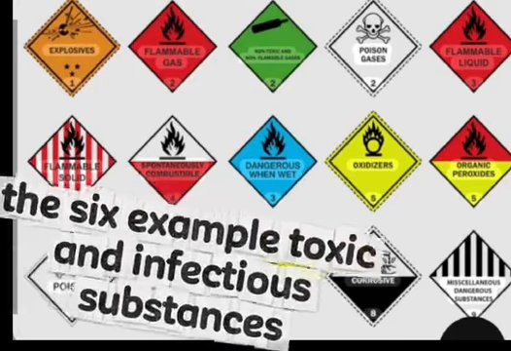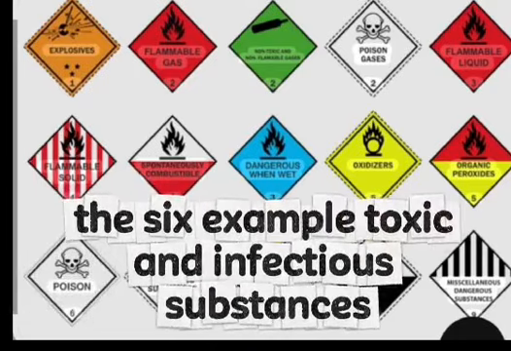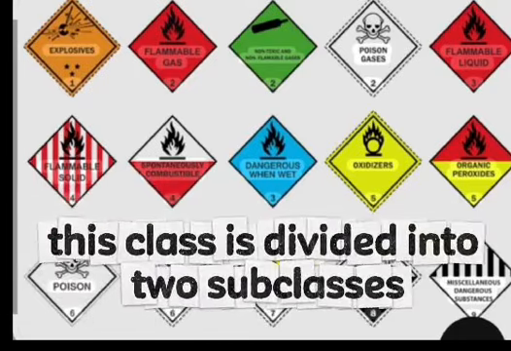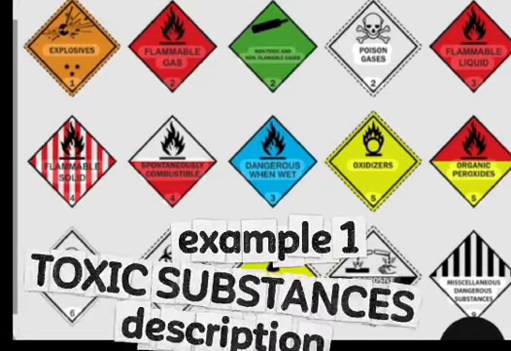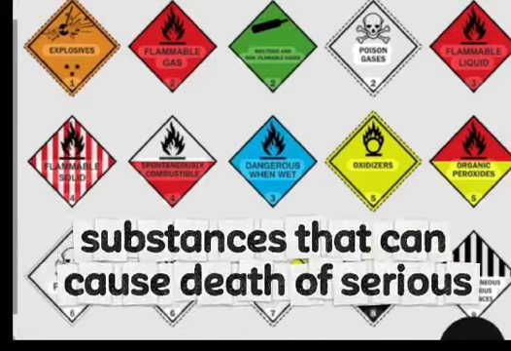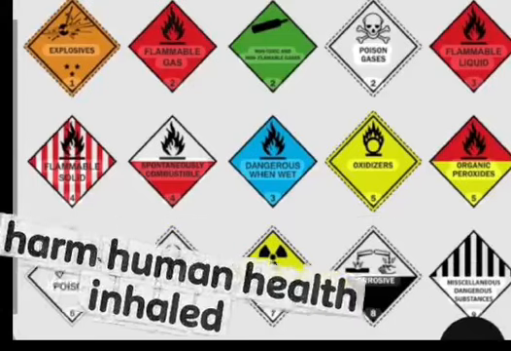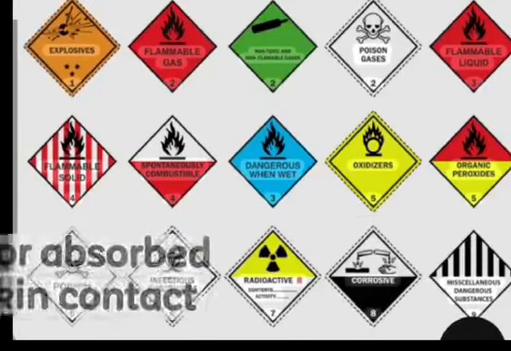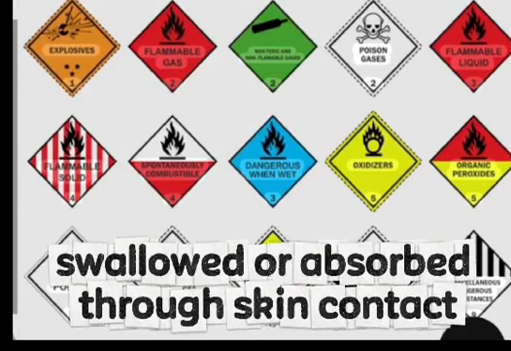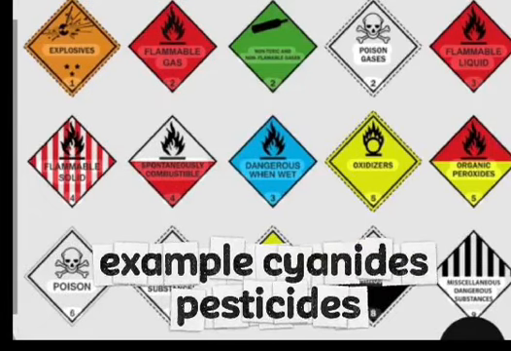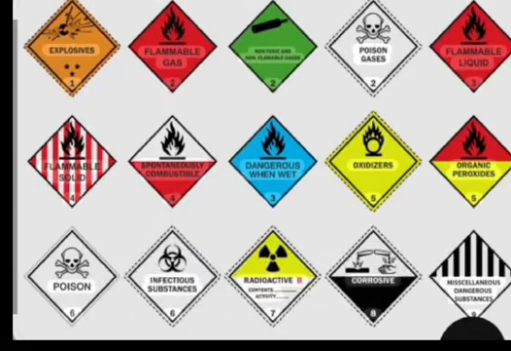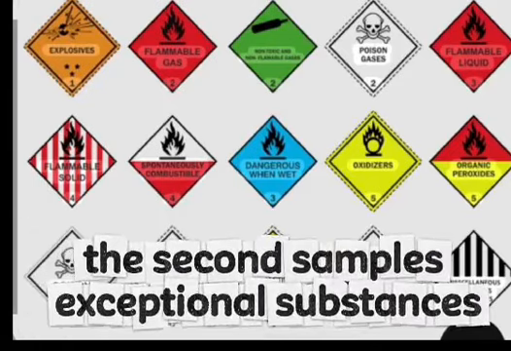The sixth example, toxic and infectious substances. This class is divided into 2 subclasses. Example 1, toxic substances. Description: substances that can cause death or serious injury or harm human health if inhaled, swallowed, or absorbed through skin contact. Example: cyanides, pesticides, arsenic compounds, methanol. The second example, infectious substances.